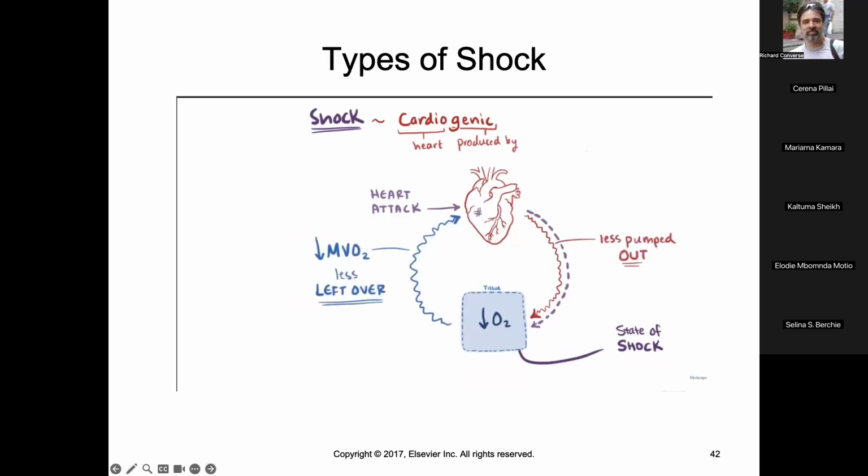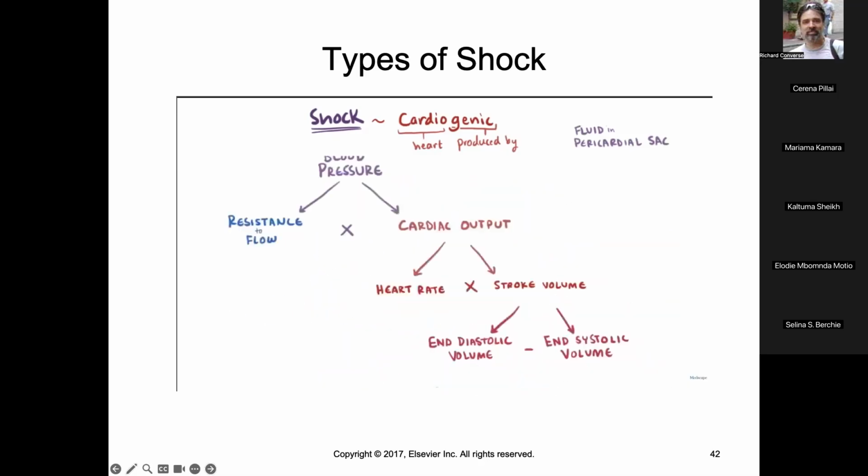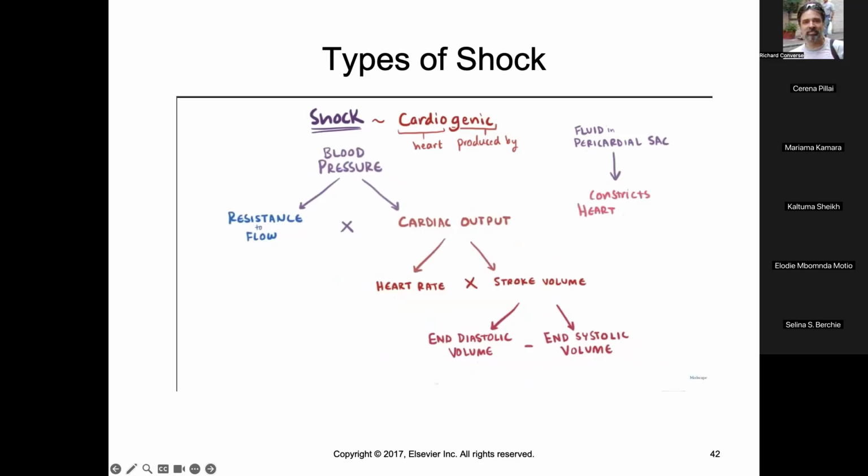Sometimes there might be an obstruction that doesn't allow the heart to fill properly with blood. For example, we might have the pericardial sac fill up with fluid from an infection or blood from a traumatic accident, like getting stabbed in the chest. If this sac fills up, it physically constricts the heart from expanding and contracting normally, and also reduces the stroke volume. This is sometimes subclassified as obstructive shock. But you can see that the cause is still due to the heart's inability to do its job, right?